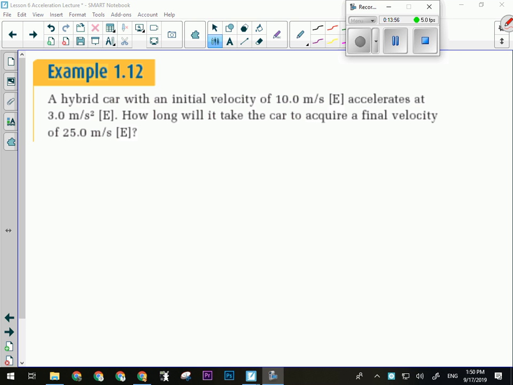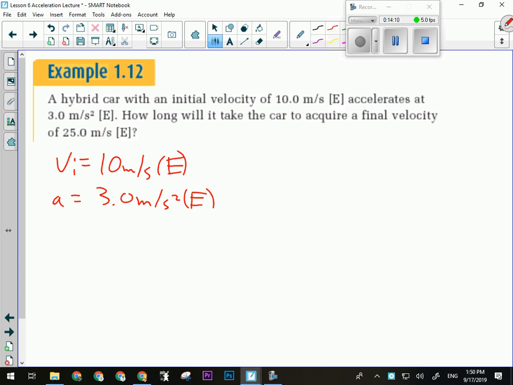Solving this one, first thing, write down your givens. Hybrid car, initial velocity 10 meters per second east. It accelerates at 3 meters per second squared east. How long will it take? We're looking for t to acquire a final velocity, vf, of 25 meters per second east. Those are our numbers.